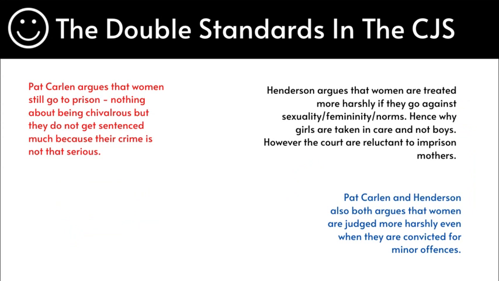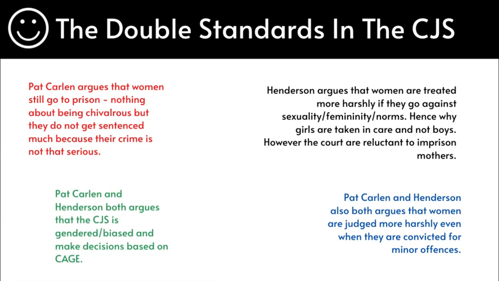Pat Carlen and Heidensohn, again, both support this view and argue that women are judged on their character more harshly, even when they are convicted of minor offences. Even though they go to jail for not committing a very serious offence, they still go to prison, A. B, they still get punished, and C, they get treated more harshly because they go against the norms of sexuality and femininity. They break those norms, which is not seen as common within modern day society in which we live.